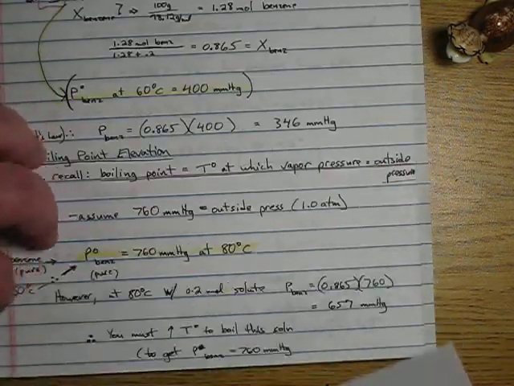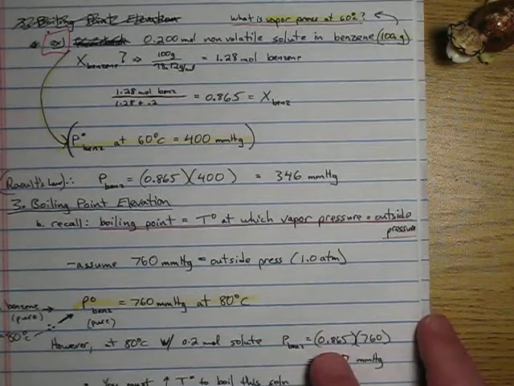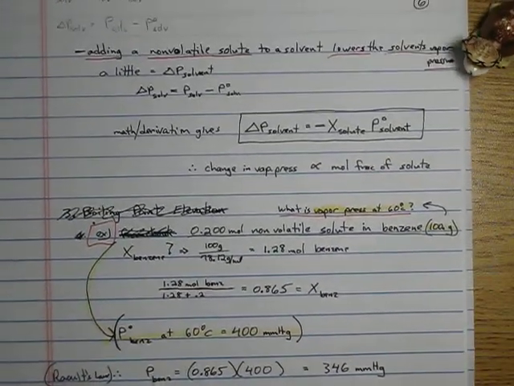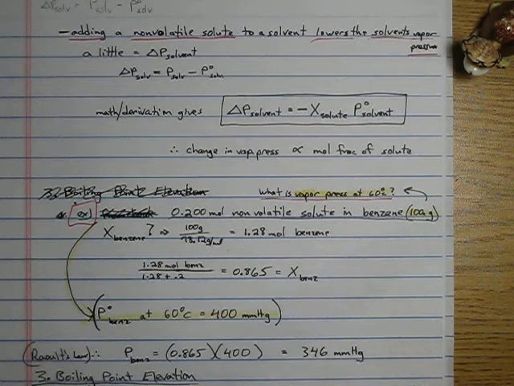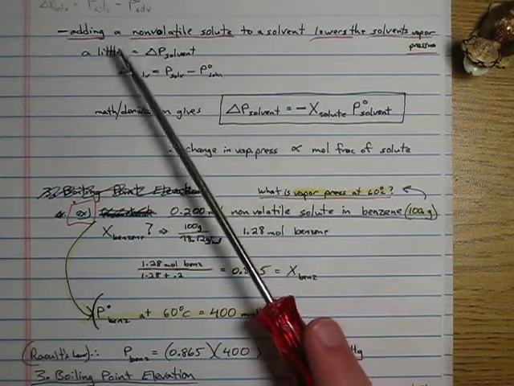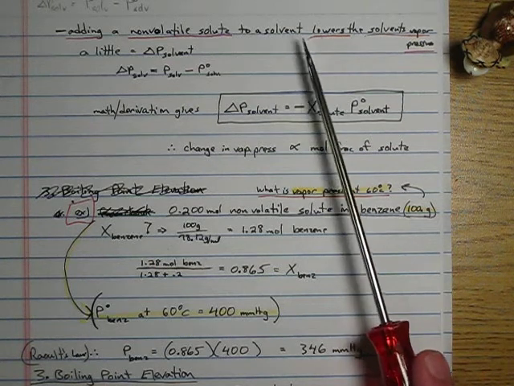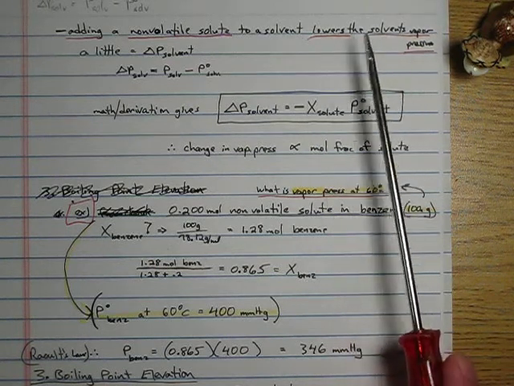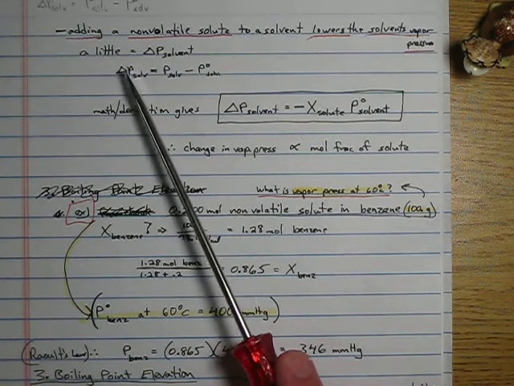All right, so this can be derived. It's not the most difficult derivation, but I don't care about you being able to derive it, so we won't worry about it. But here's the deal. Because when you add a non-volatile solute to a solvent, it lowers the solvent's vapor pressure. So that could be a change in the pressure, and it only lowers it a little bit.